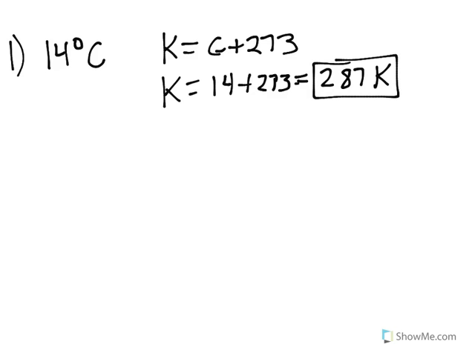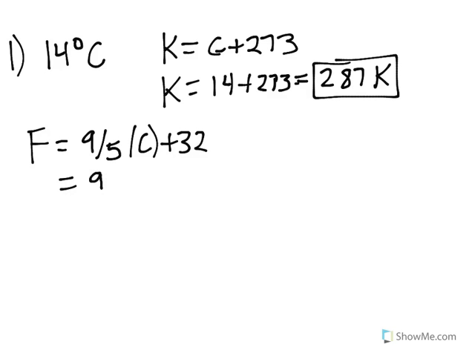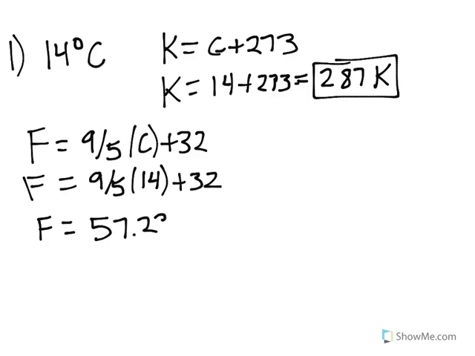The harder one, which really isn't that much harder, is converting to Fahrenheit. Now Fahrenheit is equal to 9/5 times C plus 32. So all I have to do is substitute 14 for C, and when I do that math, I get this temperature in Fahrenheit is 57.2 degrees Fahrenheit.